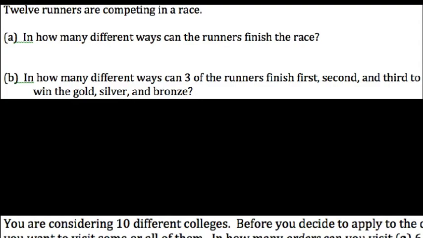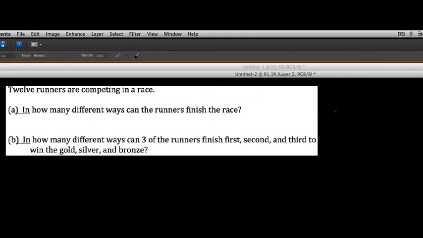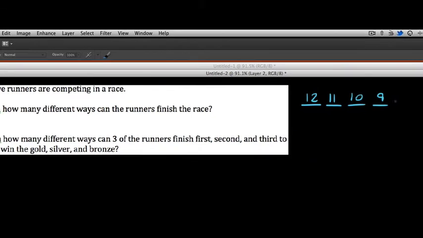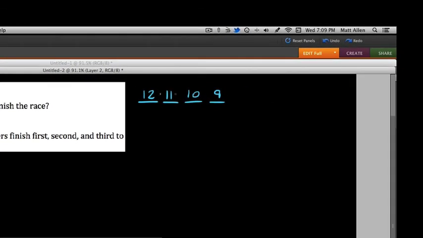So, we could write this out. We could say, okay, first place: we've got 12 runners to choose from. Second place, we've got 11 runners to choose from. Third place, we have 10 runners to choose from. Fourth place, we have 9 runners left to choose from. This is going to keep happening. Using our fundamental counting principle, we just multiply the number of ways we could choose the first place runner, second place runner, third place, all the way down. We know this pattern is going to continue. We get down to this 3 to 1 fashion.